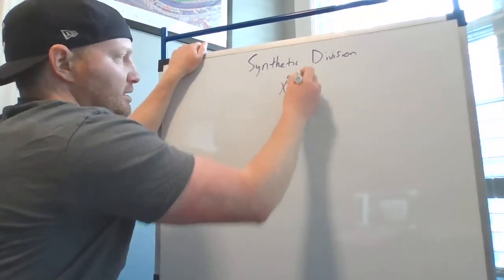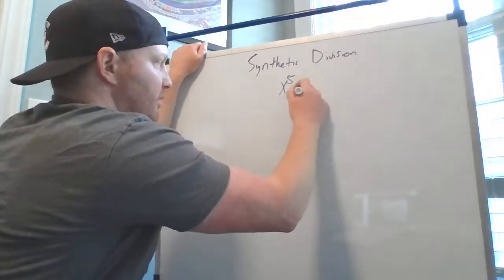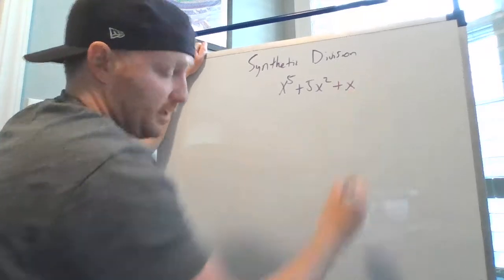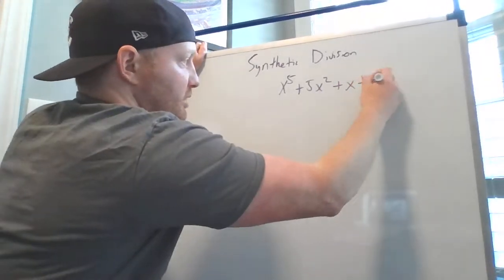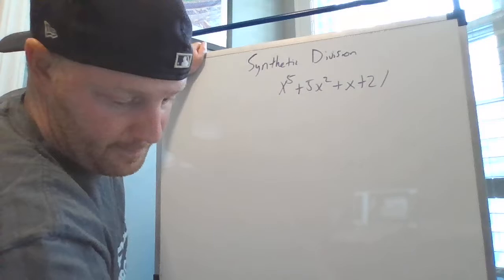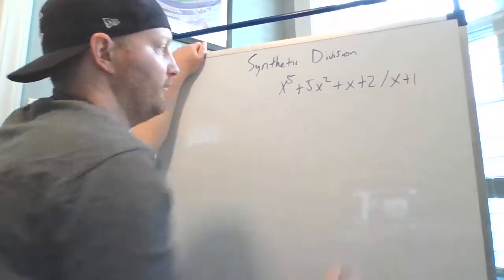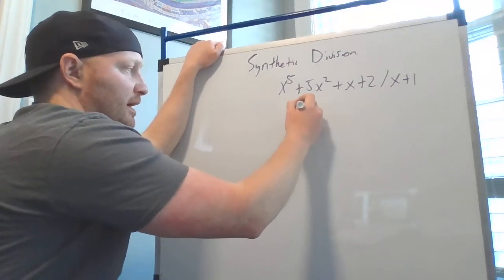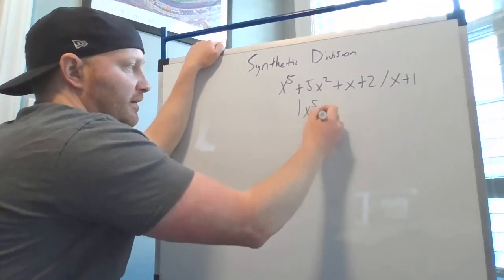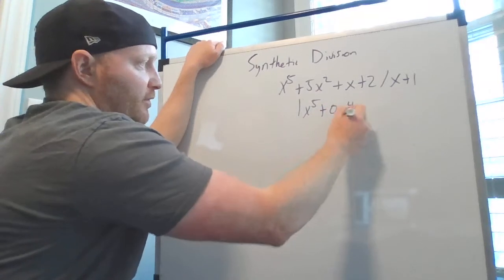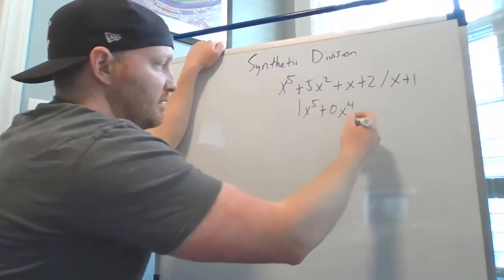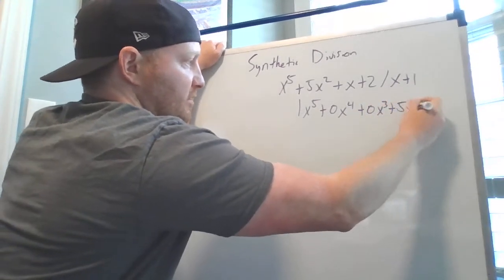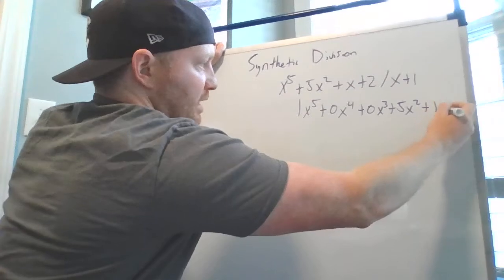So I got x to the 5th plus 5x squared plus x plus 2 divided by x plus 1. If you guys want to for yourself, just go ahead and do this just so you guys know what coefficients you're using. Be my guest. Do 1x to the 5th plus 0x to the 4th, because I need x to the 4th, x to the 3rd, plus 0x to the 3rd, plus 5x squared, plus 1x plus 2.